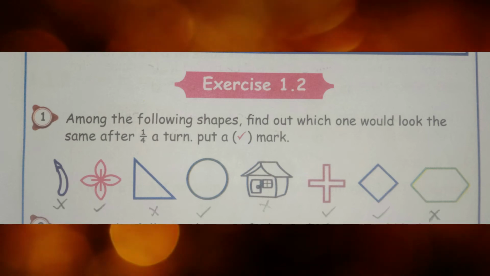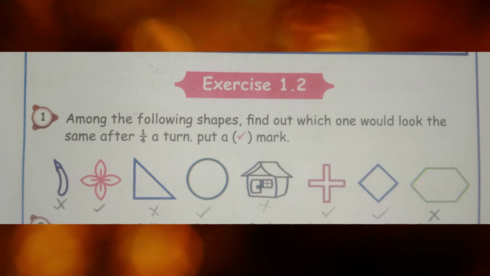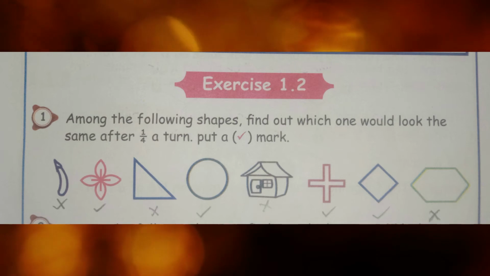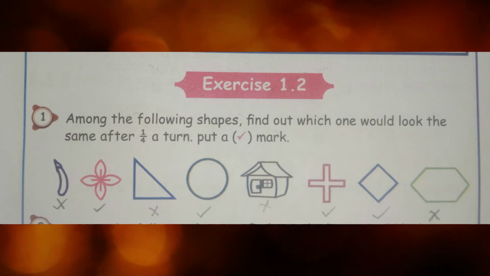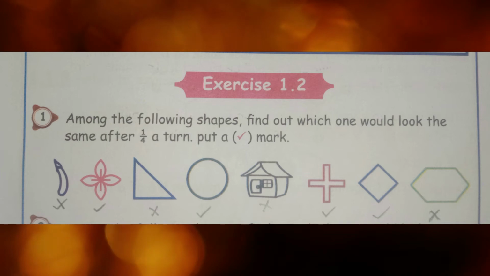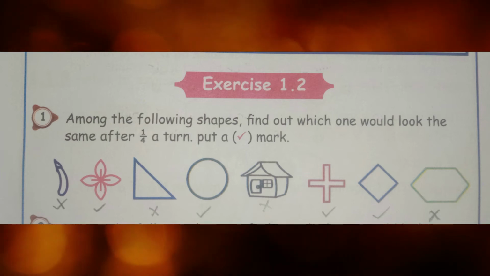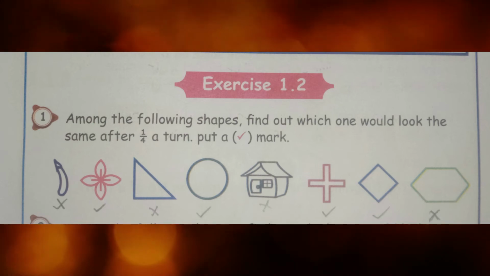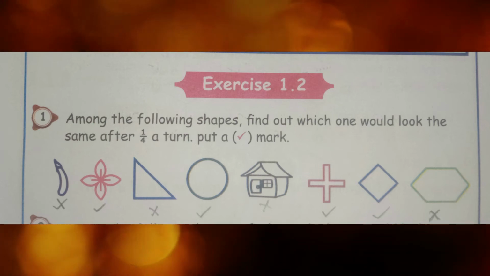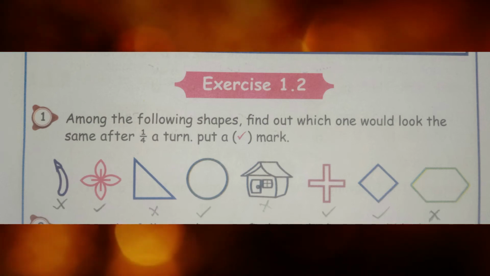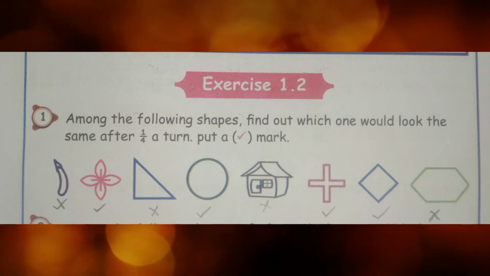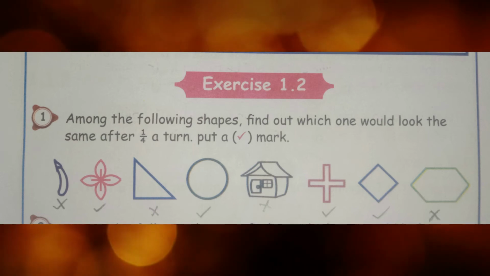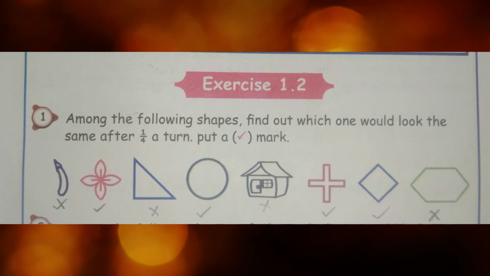The next one is the shape of a house. If we are moving the house picture 1/4 of its position, we don't get the same shape from its original position, right? So we have to put a wrong symbol for this. The next one is the plus symbol. If we are moving this plus symbol 1/4 of its position, we get the same shape from the starting position, right? So we have to put a tick mark for this.